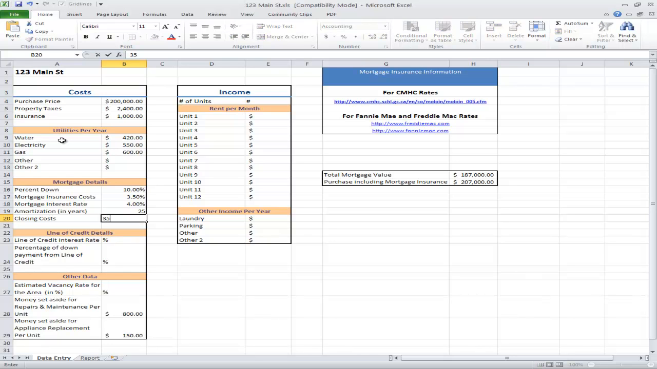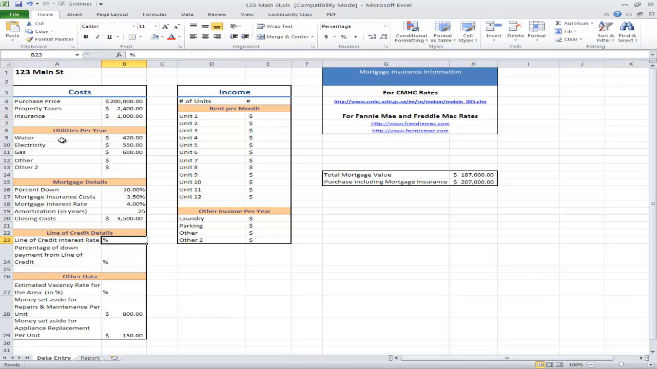Let's say it's about $3,500. Now some people, instead of putting down their down payment with cash they have in hand, may want to borrow against their principal residence, maybe against their own house. And they're going to borrow the money to put down to buy the rental property. So I've built that into here.